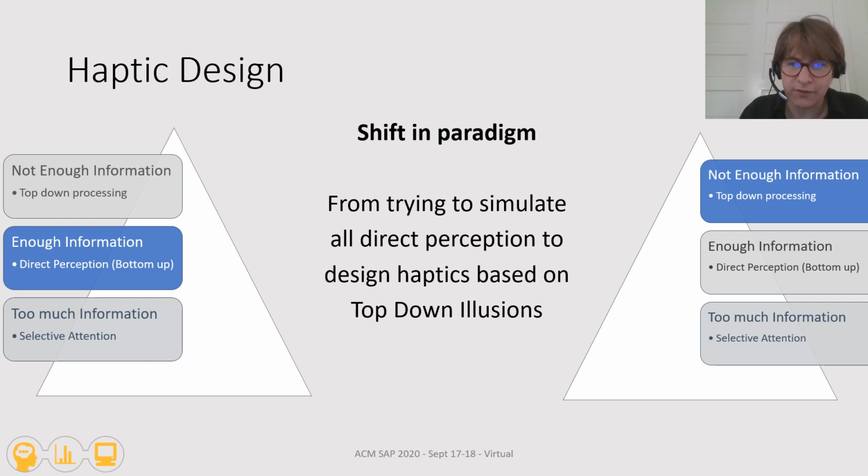So after that experiment, we came to the idea that for haptic design, maybe we need a shift in paradigm from creating better and better direct perception and providing enough information. It might not be enough. We might have to play into the top-down processing, things that are already prior in our brain, and we don't want to break that. So we're going to try to shift the paradigm.